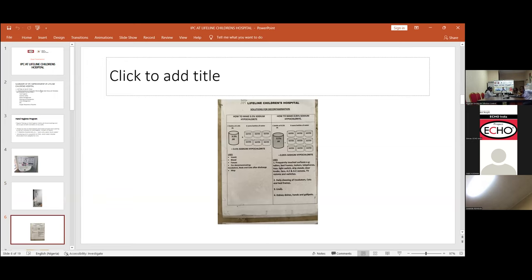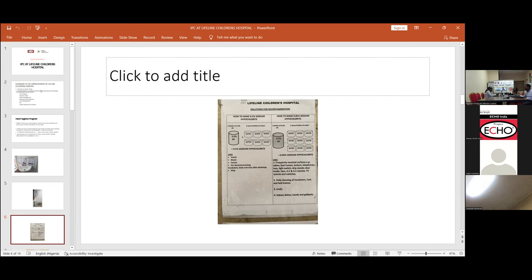For our hypochlorite solution, we designed this: how to make 0.5% sodium hypochlorite and how to make 0.05% hypochlorite, which is the bleach. Usually it is our janitors, we've trained them. They're the ones that make this solution in the morning. And then it is distributed to the various stations, and they know what to use for what. So if we're just cleaning the beds or cleaning a room, they know what to use. So this was what we designed.